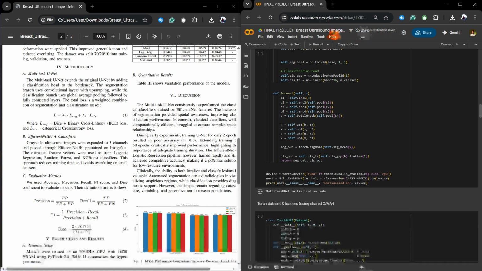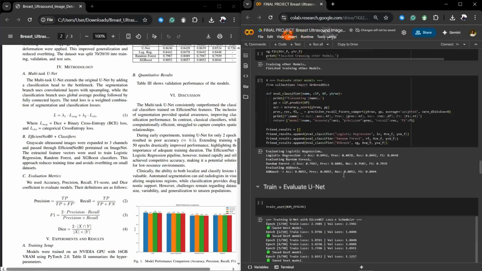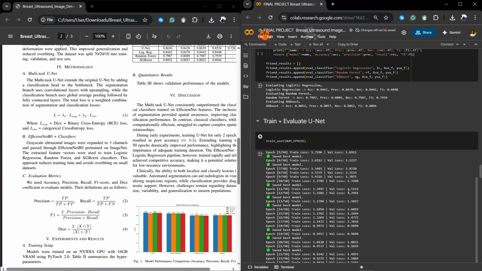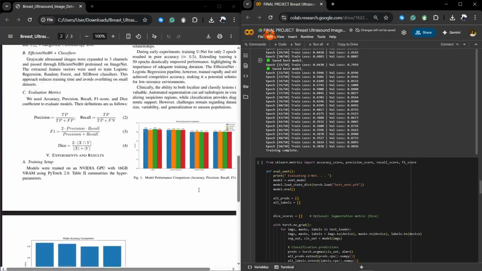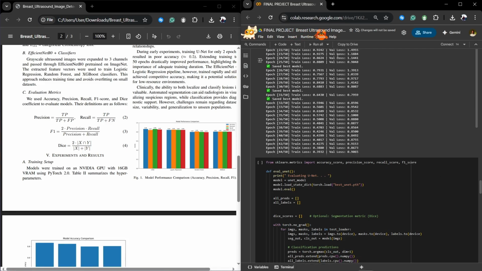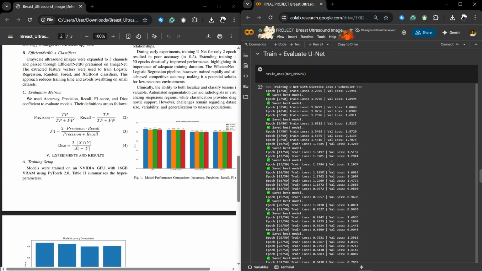model training. Now after training the U-Net, I combined these results with the outputs from the EfficientNet-based classifier, which is this. My responsibility was to conduct the comparative analysis of both approaches. We found that the U-Net was superior in overall performance, but it required more computational resources. As you can see, we had to train for quite some time here.